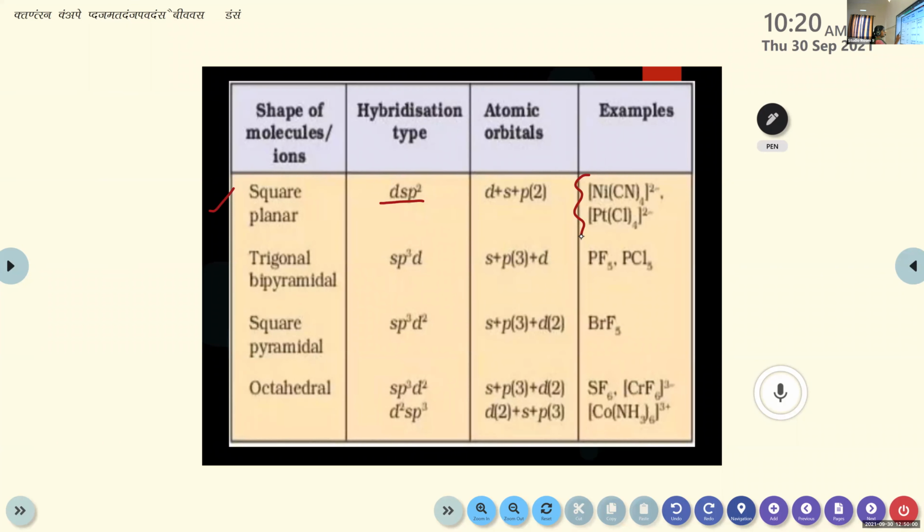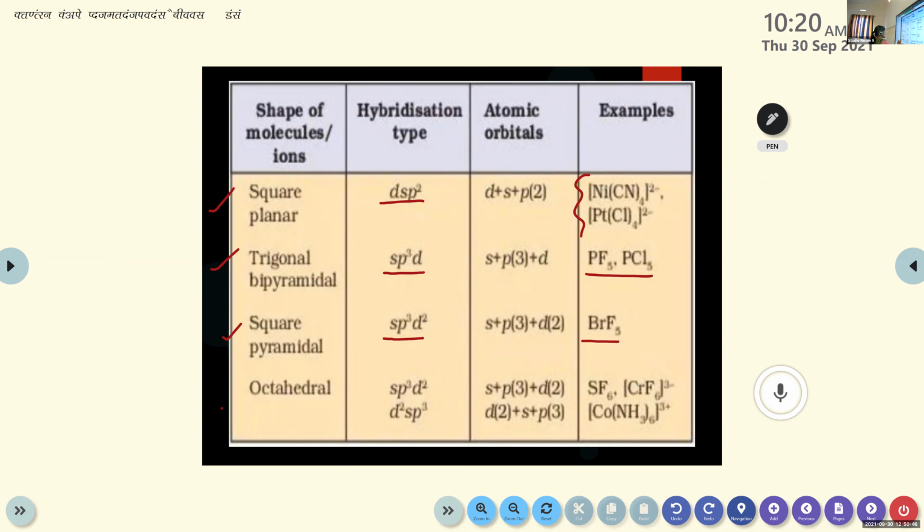Then the next one is trigonal bipyramidal. They have sp3d hybridization: one s orbital, three p orbitals, one d orbital. The examples are PF5 and PCl5. Then the third one is square pyramidal in shape. Its hybridization type is sp3d2. Here, one s orbital, three p orbitals, and two d orbitals combine together to form the hybrid orbitals. The example is BrF5.